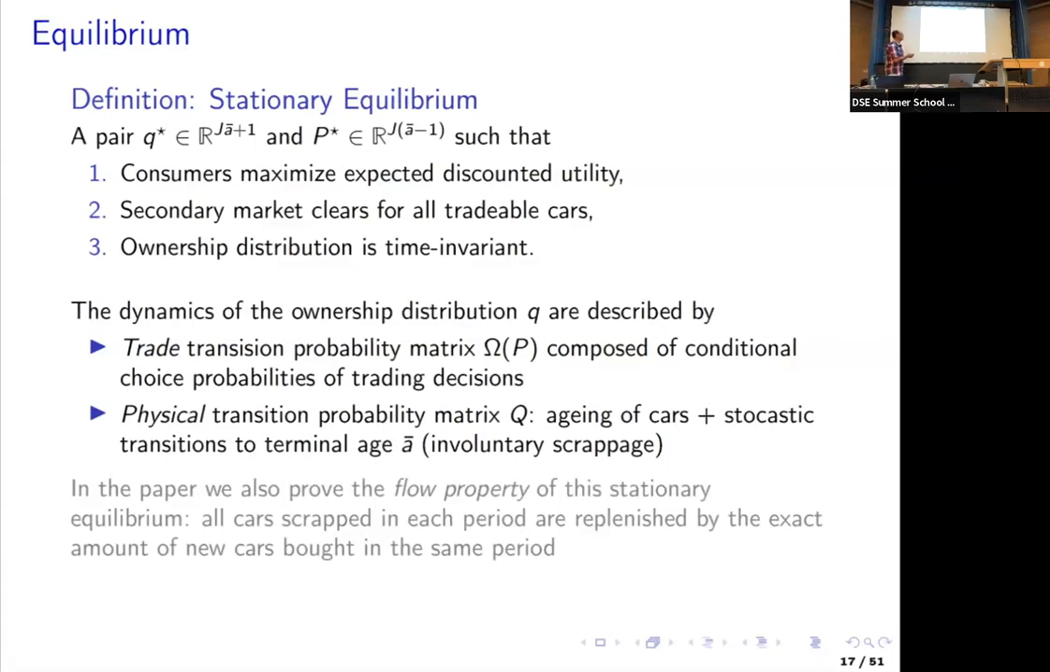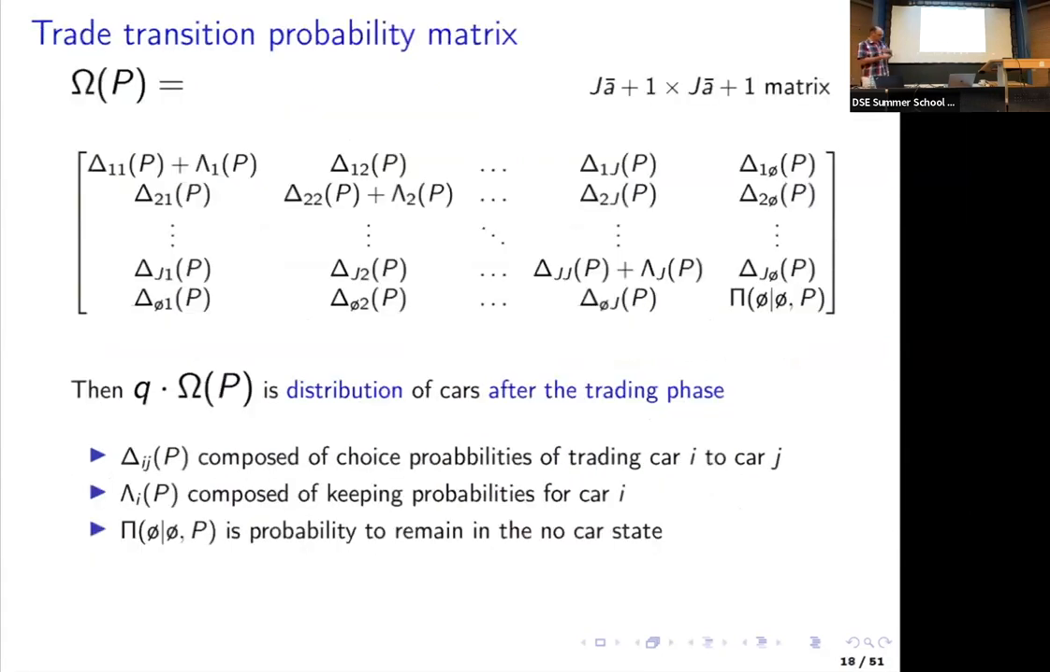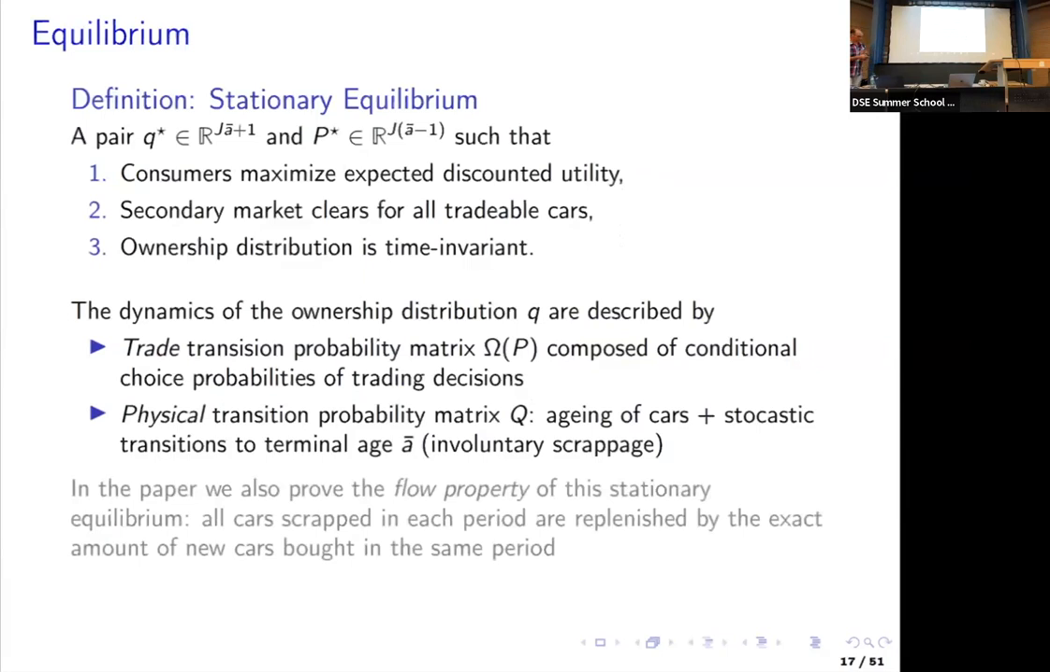So what's the dynamics of this ownership distribution? How does it change? It can change for two reasons, right? There can be trade, and cars change hands, and that brings change into the ownership distribution, or time passes and cars age, and that also has to be accounted for in the ownership distribution, the vector of market shares. Let me come back to this. So let's first look at the transition probability for the ownership distribution resulting from the trade, okay?